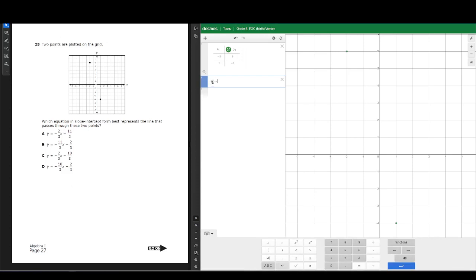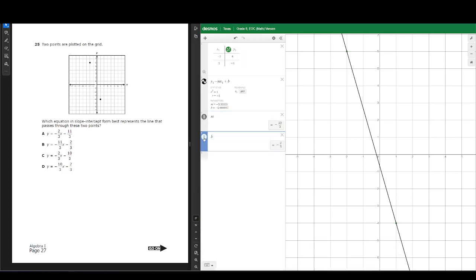So y1 is approximately mx1 plus b. We get that m is -3 1/3 and b is -2/3. Again, if we're not sure what those numbers are, we can type m and b and then convert them to fractions using the toggle right here. So we have m is -10/3, b is -2/3, so d is going to be our answer.